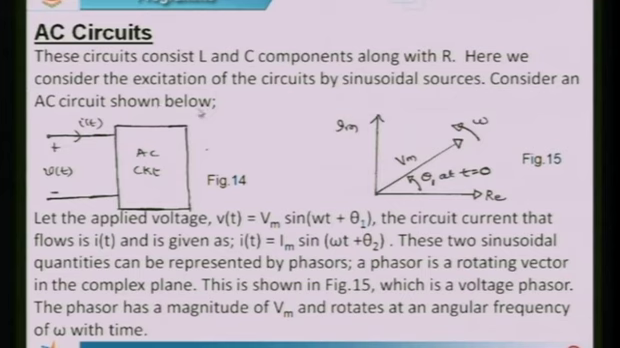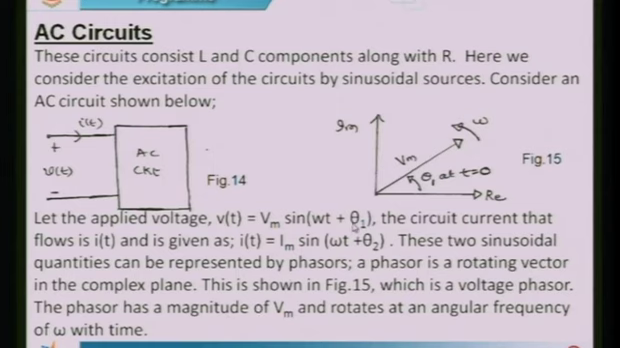Now consider an AC circuit shown below. This is the voltage applied and this is the current that goes into the circuit. Let us consider this to be the excitation and the circuit current to be the response. Let the applied voltage be v(t) = Vm sin(omega t + theta 1). You know very well that the sinusoidal waveform is characterized by three parameters: the amplitude Vm, the frequency omega, and the phase, that is theta 1.